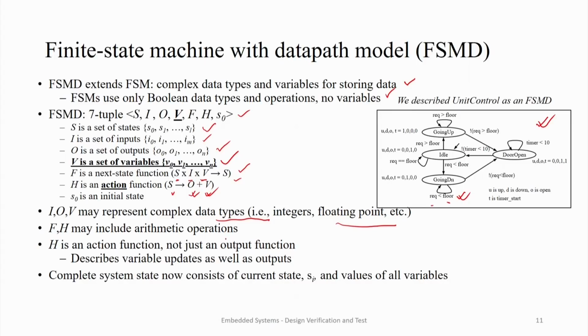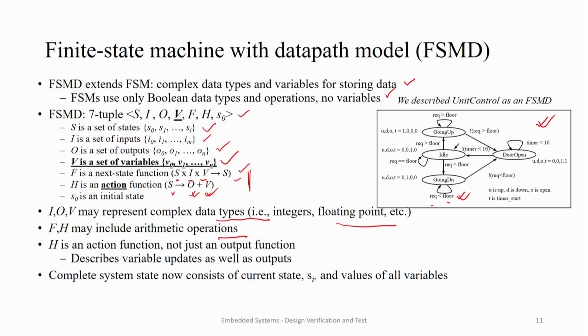F and H now include arithmetic operations. In our previous case, these were just Boolean expressions: F and H, where this S cross I cross V, could only be Boolean expressions. Now you can have arithmetic operations, for example, subtracting some integer variable from another integer variable and updating that variable, etc. So, these are now included as part of the FSMD.